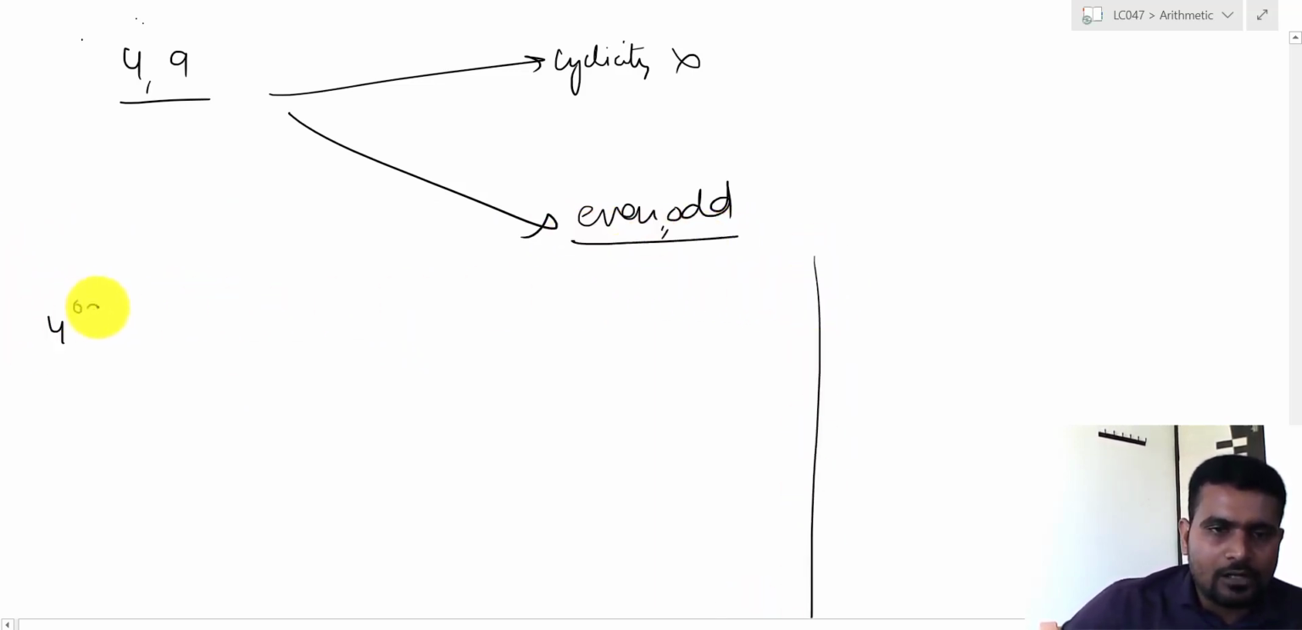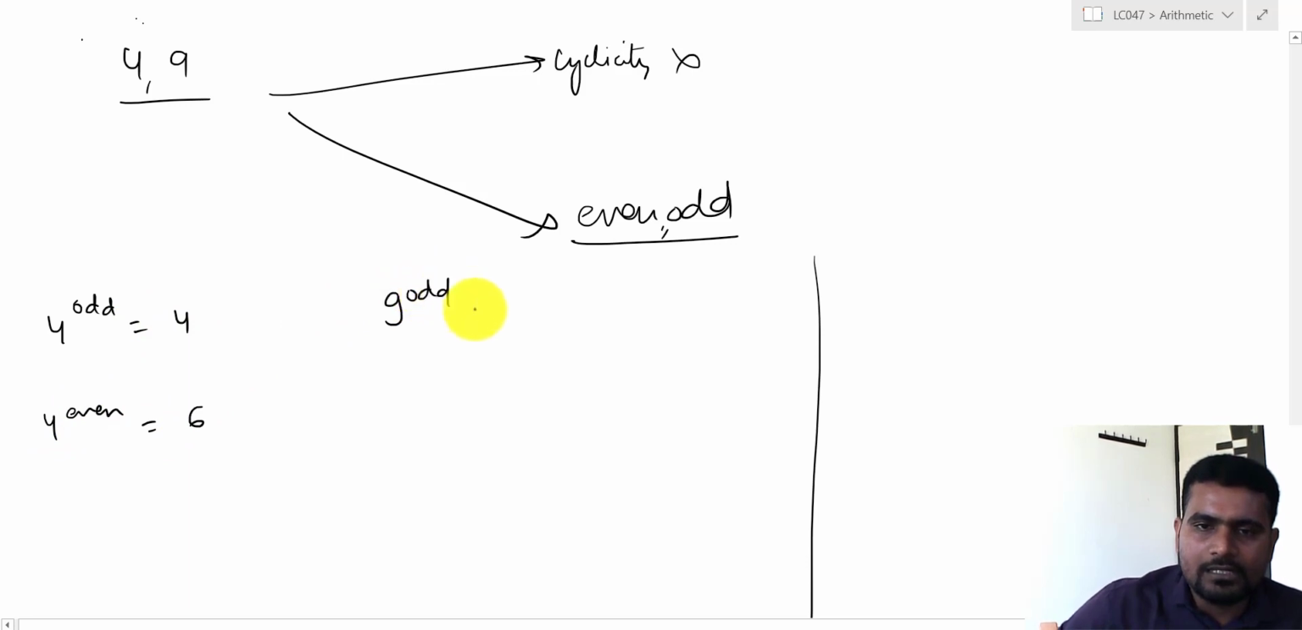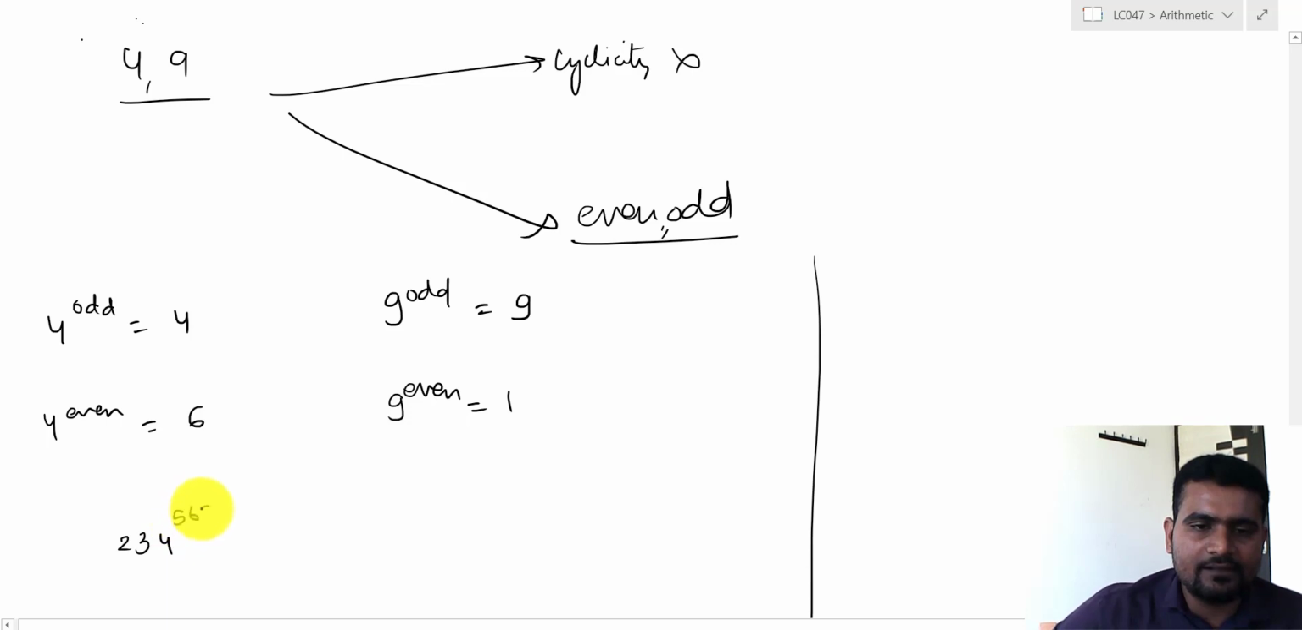4 raised to power odd is always 4, and 4 raised to power even is 6. 9 raised to power odd has unit digit 9, and 9 raised to power even has unit digit always 1. If I tell you to find the unit digit of 234 raised to power 5678, what is the unit digit of this number?